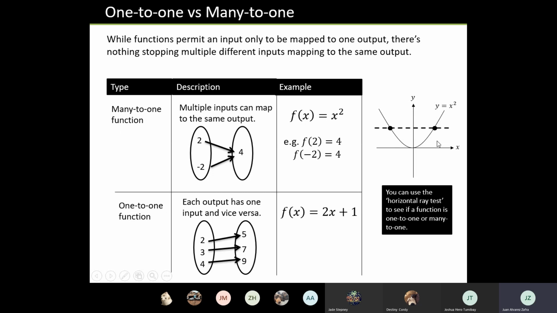So it still works as a function. The problem is when we want to work out an inverse, we can't have it being a many-to-one function. It will have to be a one-to-one function. But for now, many-to-one functions are fine.